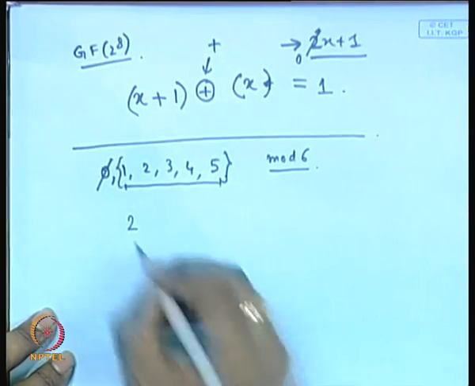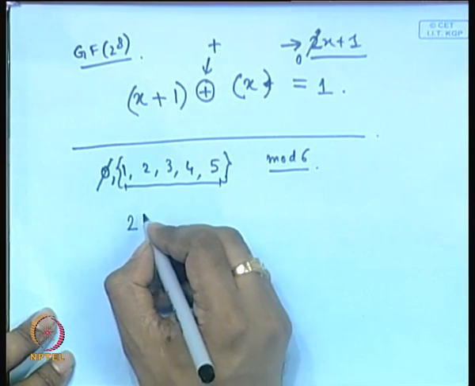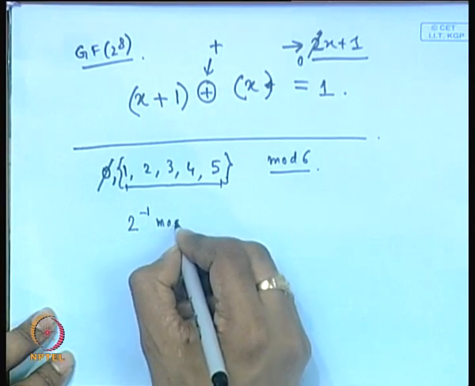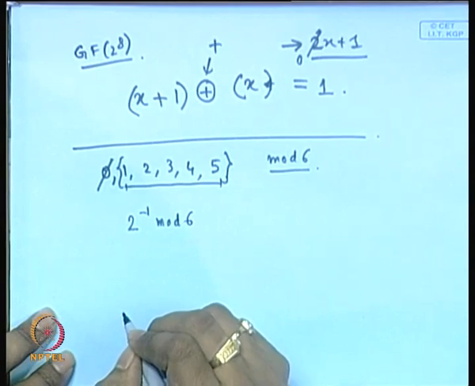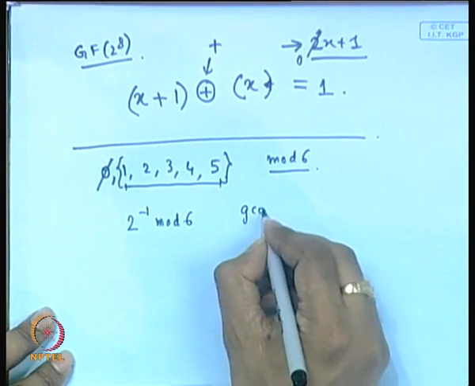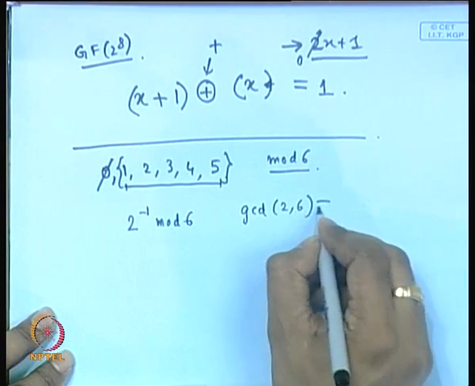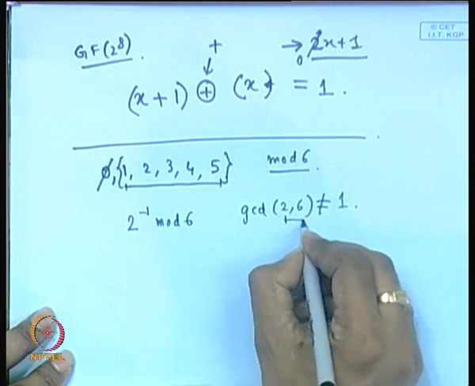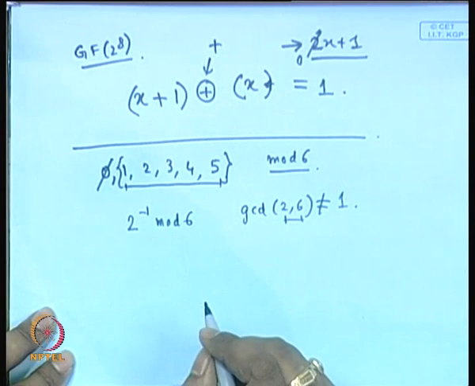For example, 2 does not have a multiplicative inverse, that is, 2 inverse modulo 6 is not defined. Why? Because the GCD of 2 and 6 is not equal to 1, that is, 2 and 6 are not co-prime to each other.